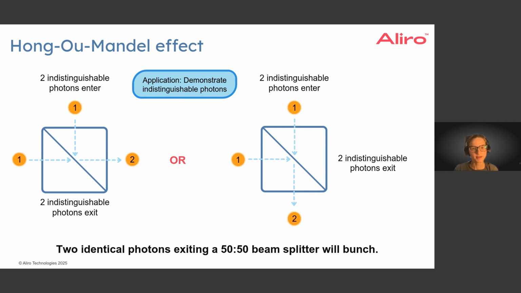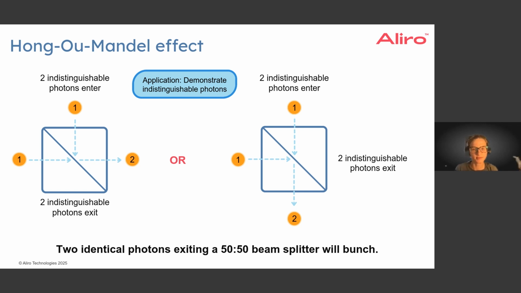So what happens in this effect, you would have some beam splitter, and you have one photon entering into one port and another photon entering into another port. And when these two photons are indistinguishable, they will always either exit as two photons out of one of the ports or exit as two photons out of the other port. So they will never exit individually out of the two separate ports.